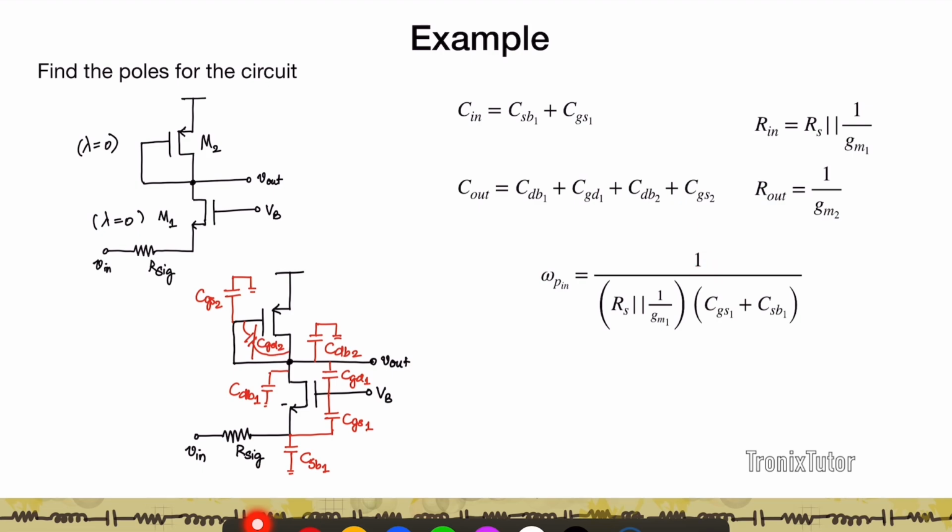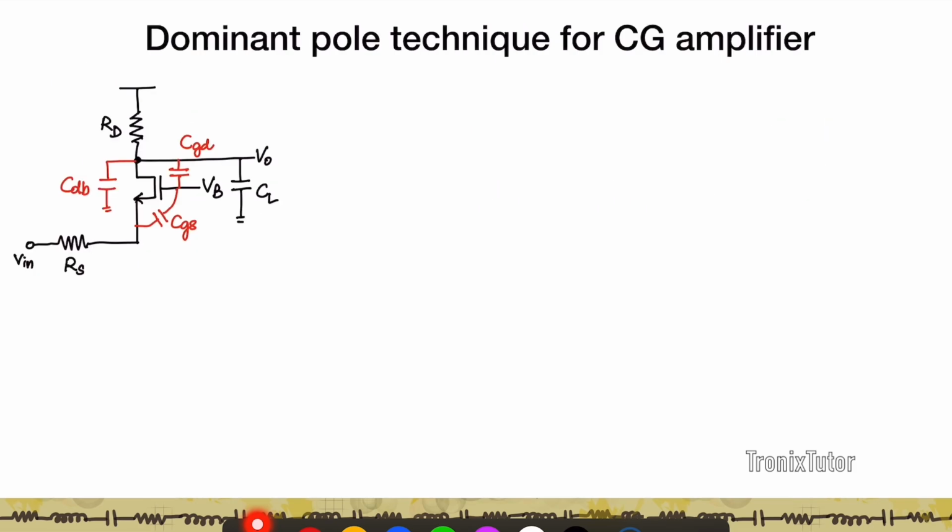1 by Rs parallel 1 by Gm, times CGS1 plus CSB1. And the output pole is now going to be much smaller, and it's given by 1 by Gm2 into 1 by CGD1 plus CDB1 and so on, right? So that's going to be the way you'd analyze the poles for the circuit.